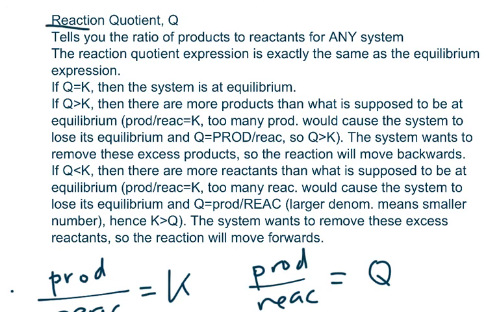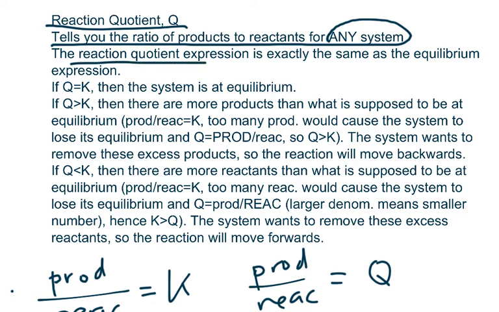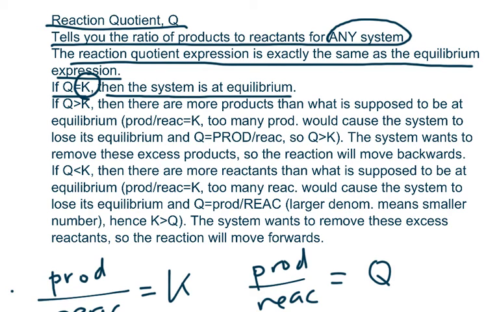Now let's talk about something called the reaction quotient, Q. This tells you the ratio of products to reactants for any system, not just a system at equilibrium. And I'll explain why this is useful later on. The reaction quotient expression is exactly the same as the equilibrium expression, so that's pretty awesome, right? Now, if Q is equal to K, or the products over reactants are equal to those at equilibrium, then that means that the system is at equilibrium. So when Q equals K, then it's at equilibrium.